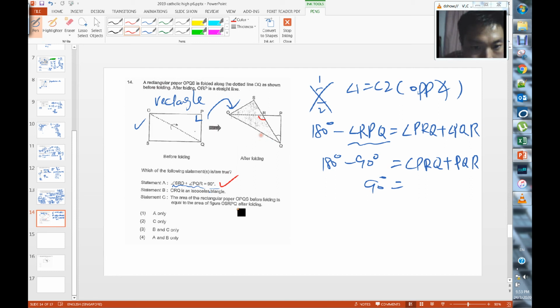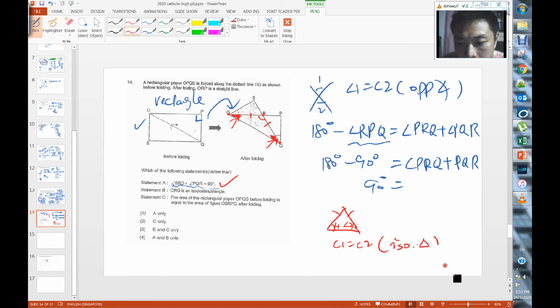Here it asks if this ORQ is an isosceles triangle. So how do we test? If this is an isosceles triangle, we need to test whether this angle is equal to this angle, right? For an isosceles triangle, angle 1 is equal to angle 2. This is the property of an isosceles triangle. So you need to prove whether this angle and this angle are the same.